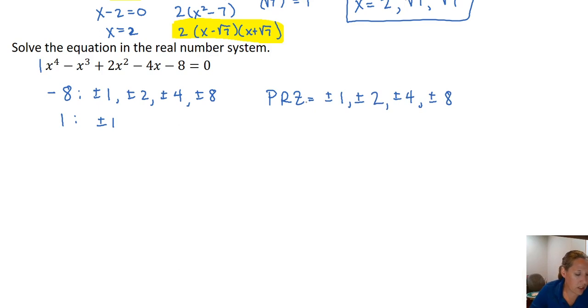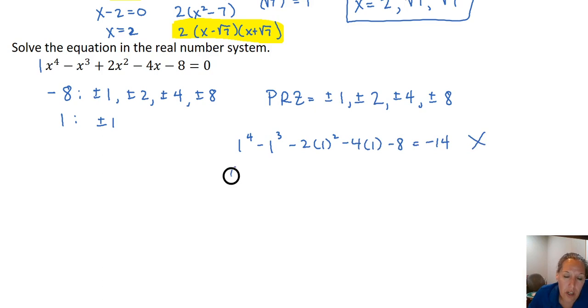And then we can pick one of these. We can do the same approach we did on the last one, or we can just kind of plug and make a guess. Let's try 1. If we plug in 1, we get 1 to the 4th minus 1 cubed minus 2 times 1 squared minus 4 times 1 minus 8. Again, you can use your calculator to help with this. We're going to get 1 minus 1 is 0. Minus 2 is negative 2. Minus 4 is negative 6. Minus 8 is negative 14. So that one doesn't work.